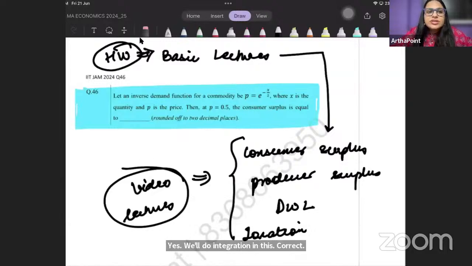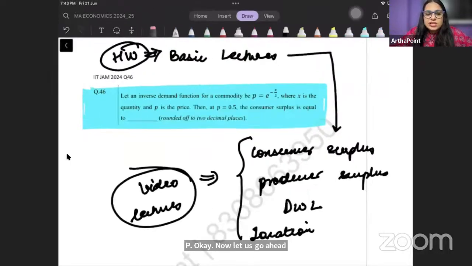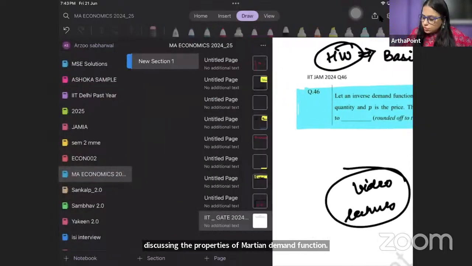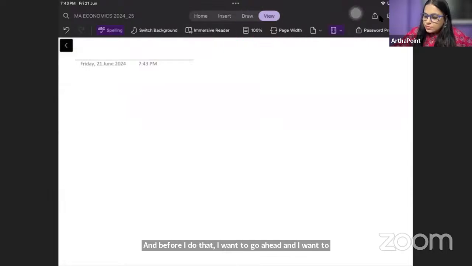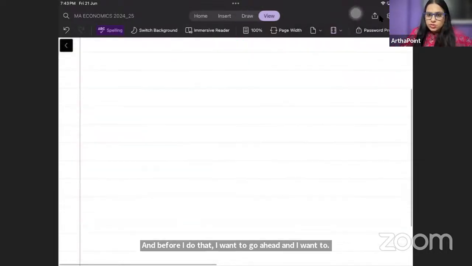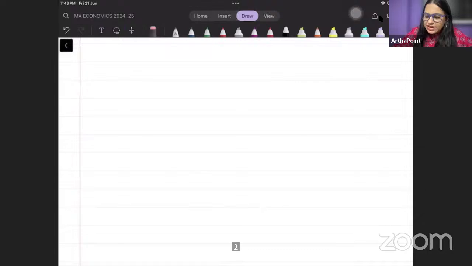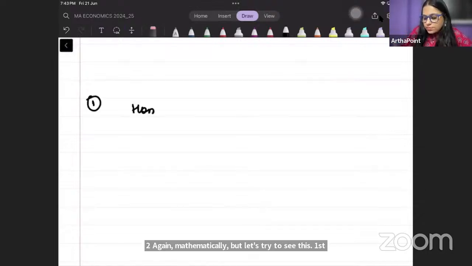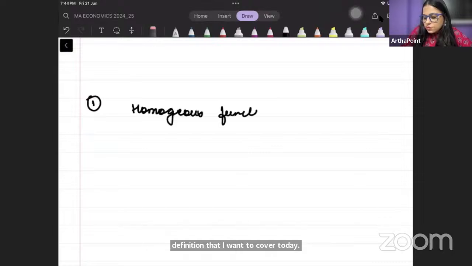Okay. Now let us go ahead and let us start with today's lecture. So I am going to go ahead and continue discussing the properties of Marshallian demand function. And before I do that, I want to teach you two more things today. Again, thoda mathematical hai, but let's try to see this. First definition that I want to cover today, that is of a homogeneous function.